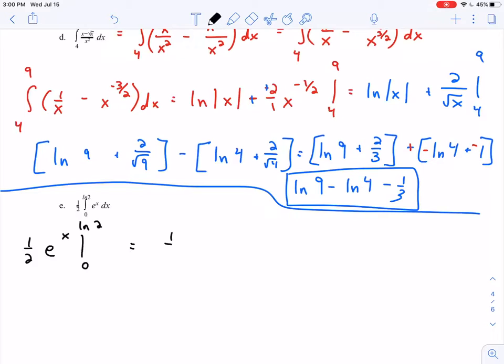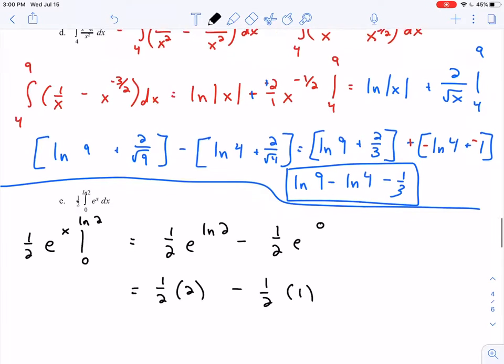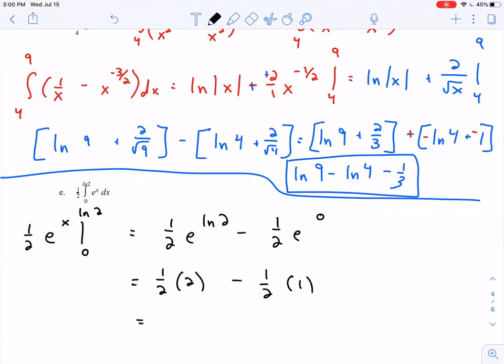So let's see, this is 1/2 e to the natural log of 2 power minus 1/2 e to the 0 power. So remember, e and natural log, these are inverse operations, so I'm left with 1/2 times 2 minus 1/2 e to the 0. E to the 0 power is, of course, 1. Anything finite to the 0 power is 1. So I have 1 minus 1/2 is 1/2 here.